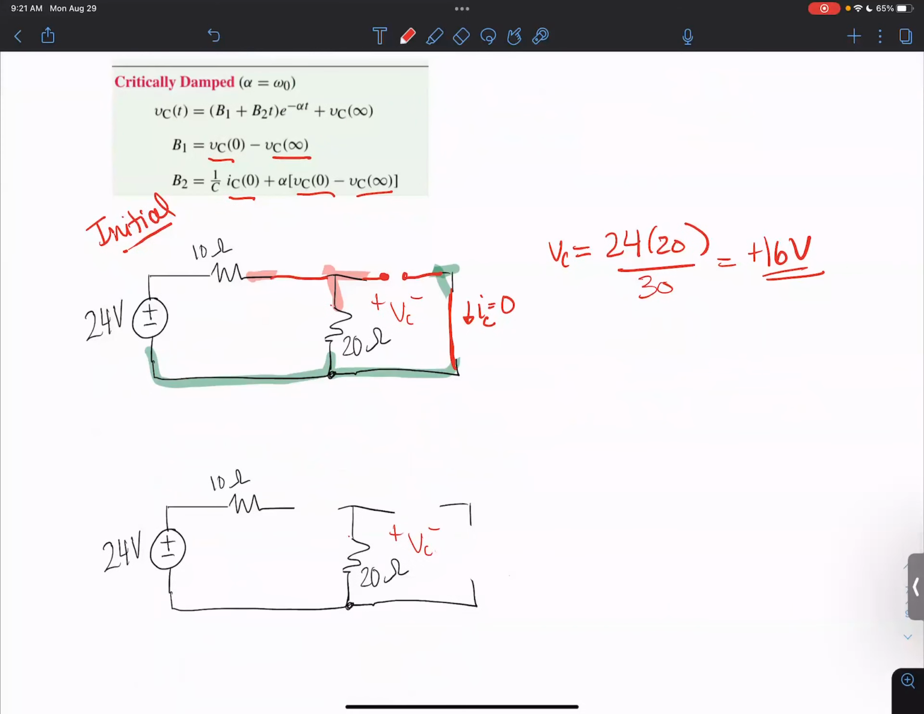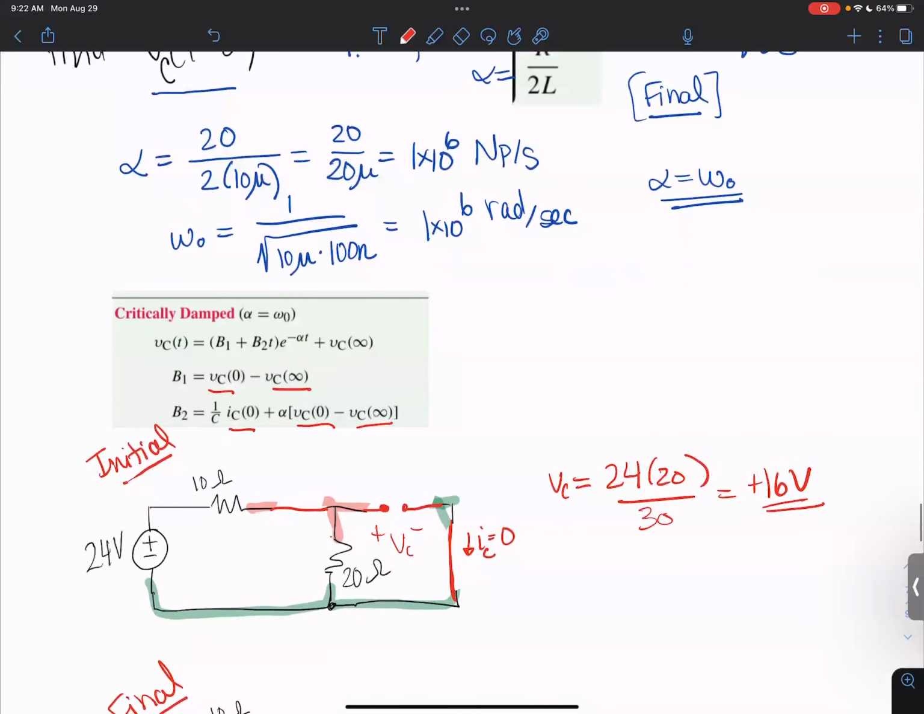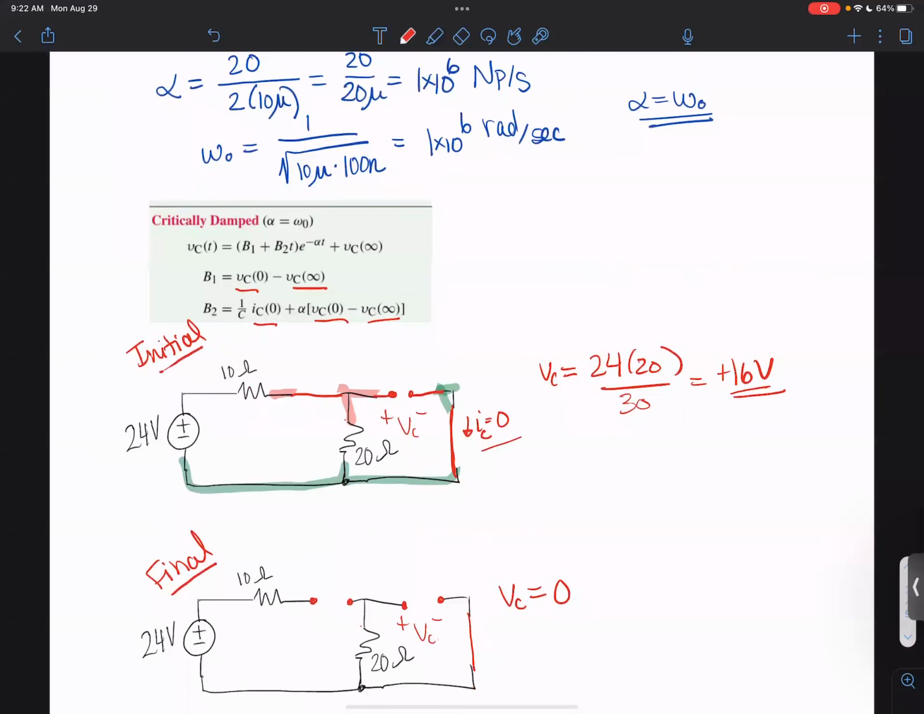At infinity, which is our final, the switch is open. And again, this is open and this is closed. So what happens here? It will be zero. So our initial and our final, and then we have our initial current. So we can find these. B1 is gonna be 16 minus zero, and B2 is gonna be zero for the IC of zero, plus alpha, which is 1 times 10 to the sixth, our initial of 16 minus zero.